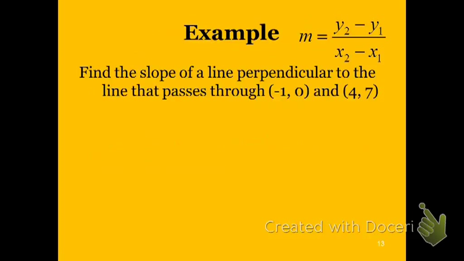If I wanted to find the slope of a line perpendicular to the line that passes through (-1, 0) and (4, 7), I first need to find the slope of my original line. So to do that, I'm just going to use the slope formula. So if I look at (-1, 0) as (x1, y1), and (4, 7) as (x2, y2), then when I plug in my formula, I get 7 minus 0 over 4 minus -1.